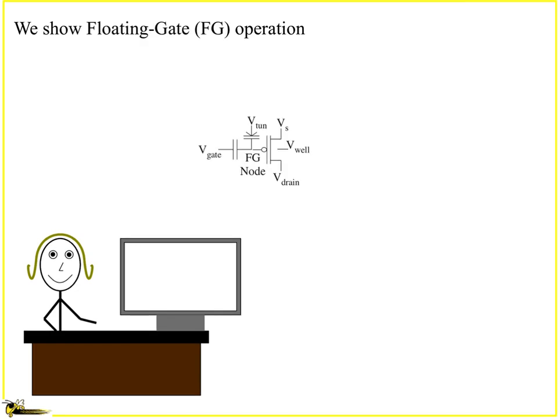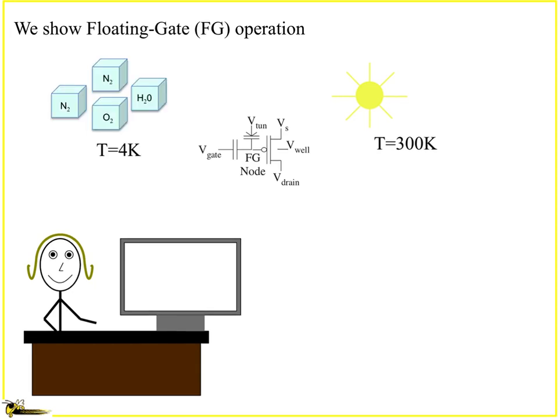So we want to talk about floating gate operation. In fact, we want to talk about floating gate operation that can occur at room temperature on a nice sunny day, or could actually happen all the way down to 4 degrees Kelvin, where almost everything turns into ice cubes, including liquid nitrogen, liquid helium, and water, and so forth.